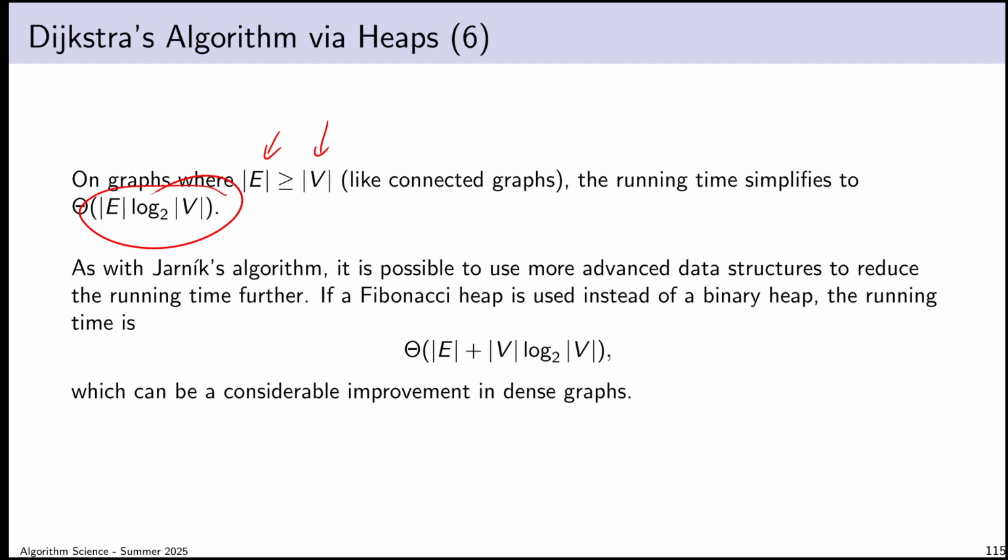And as with Jarnik's algorithm, we can actually optimize it further by going beyond basic data structures. So if we use an exotic form of heap, like a Fibonacci heap, whatever that is, we actually can reduce the running time all the way down to this. And you'll notice that this is less sensitive to the number of edges, so this could be a pretty big improvement in graphs that have tons and tons of edges.